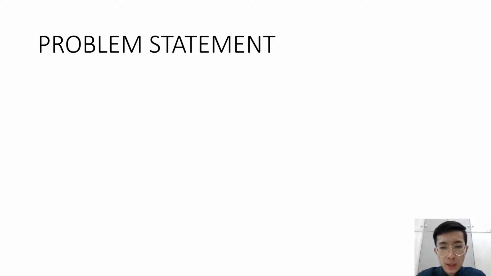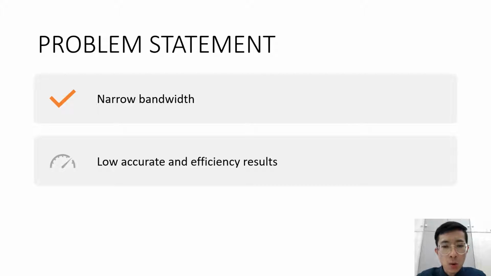So what is the problem statement? Firstly is narrow bandwidth. Normally the bandwidth produced is around 500 MHz. Next is the low accuracy and efficiency of results, like unstable waveform. Lastly is the complicated design of the antenna.